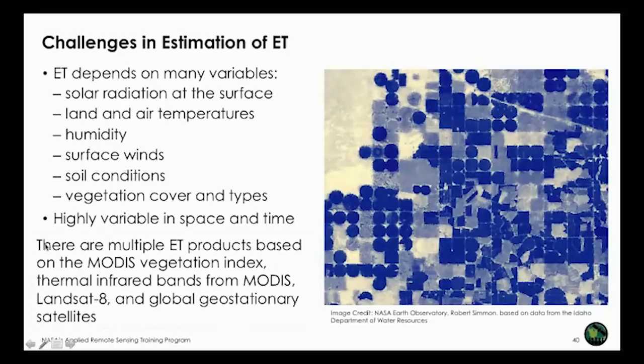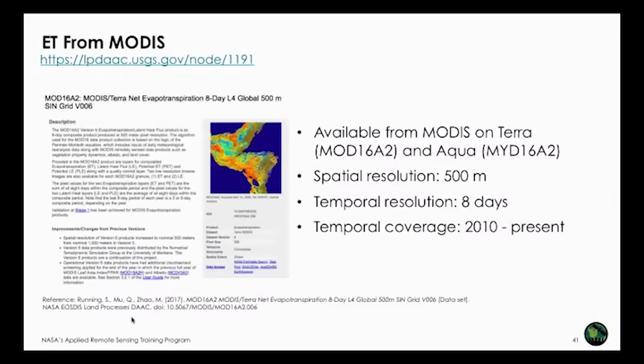And there are multiple ET products though based on remote sensing data. So MODIS vegetation index is used to derive evapotranspiration. Also thermal infrared bands from MODIS, Landsat 8, and global geostationary satellites are also used to derive evapotranspiration. We will look at some of these products.